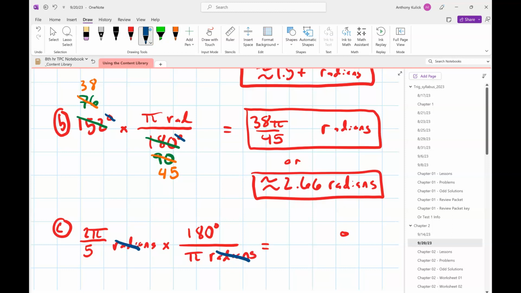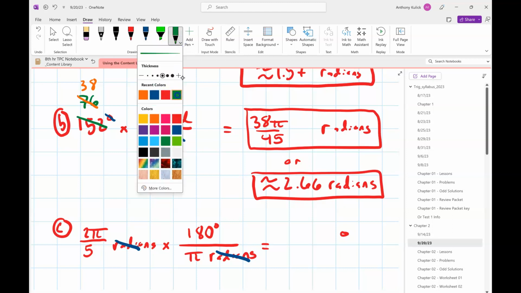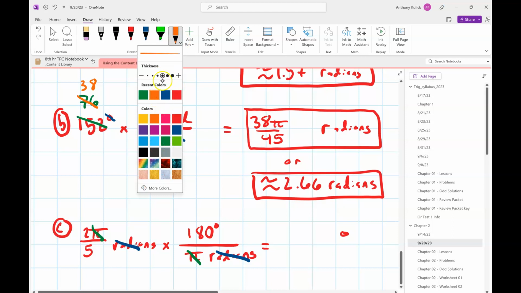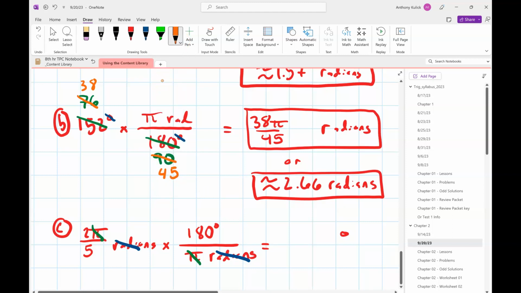So the units of radians cancel, and I have a pi that'll cancel. And now I just need to do 2/5 times 180. I'm going to do that by looking at 5 and 180 and looking for a common divisor. What's the common divisor between 5 and 180? 5, right?